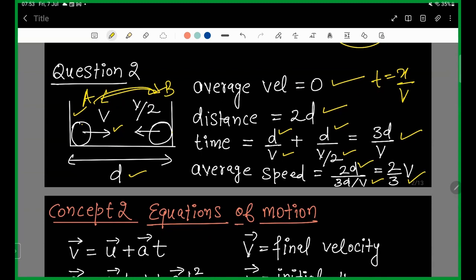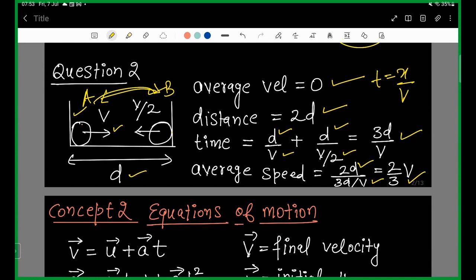So I hope you have understood this question. If not, you can ask me any doubt at any time in the Telegram channel or in the comments of this video, wherever you want. Okay. So this was concept 1, where I wanted you to know average speed and average velocity. Now let's come to concept 2.